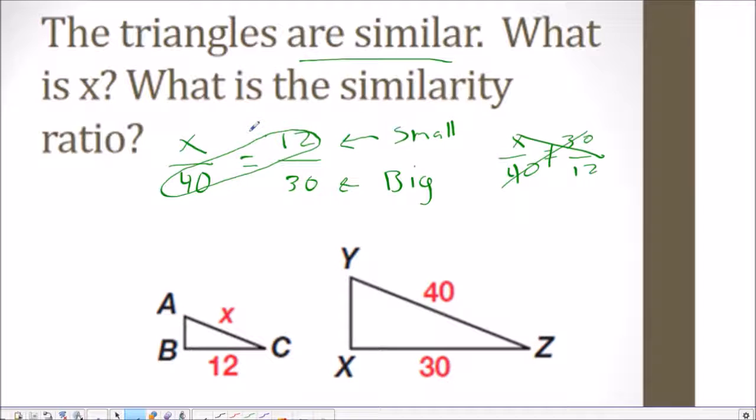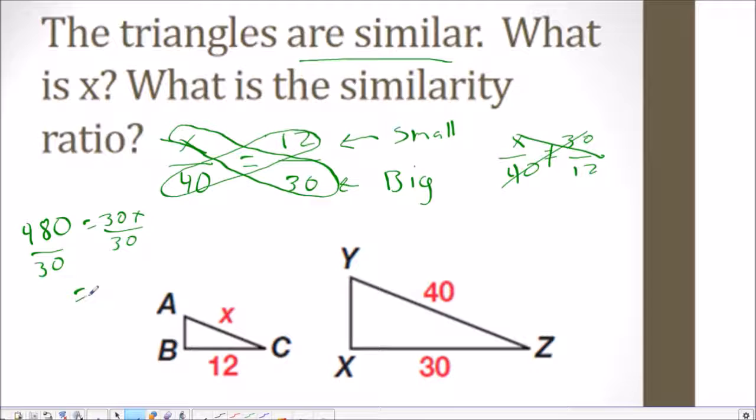Okay, we're going to cross multiply this way. We're going to go 40 times 12, and we get 480. So I'm going to write that over here. We're going to cross multiply this way. That one's a little easier. I don't need a calculator. And we get 30x. What's our next step? Let's divide the 30 out. So I get 480 divided by 30, and my answer is 16.